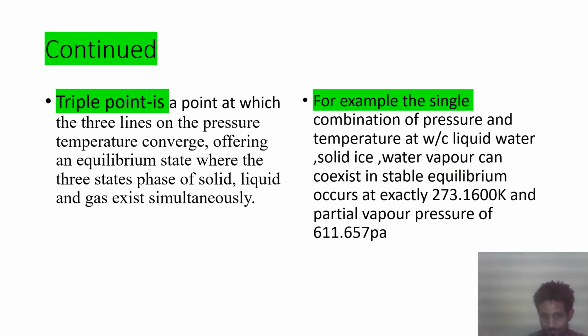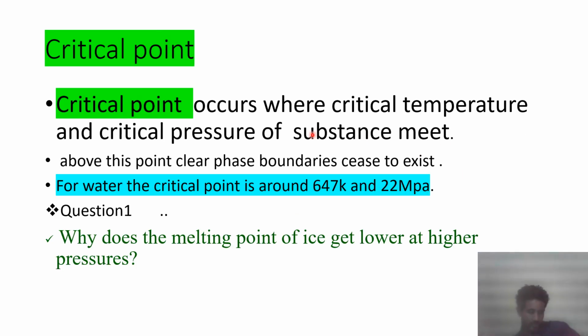And next, critical point. The critical point occurs where the critical temperature and critical pressure of a substance meet. Above this point, the phase boundary ceases to exist. For water, the critical point is around 647 Kelvin and 22 megapascal.